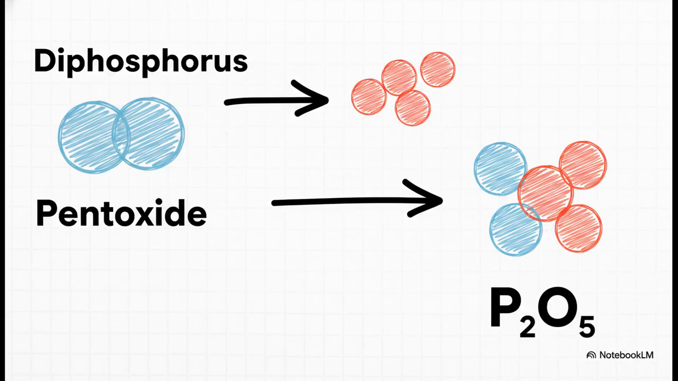Honestly, it's almost funny how simple this is compared to the ionic stuff. The name literally spells out the formula for you. Diphosphorus? Okay, di means 2, so that's 2 phosphorus atoms, P2. Pentoxide? Pent means 5, so that's 5 oxygen atoms, O5. Slap them together, P2O5, you're done. No charges, no crisscrossing, no drama.